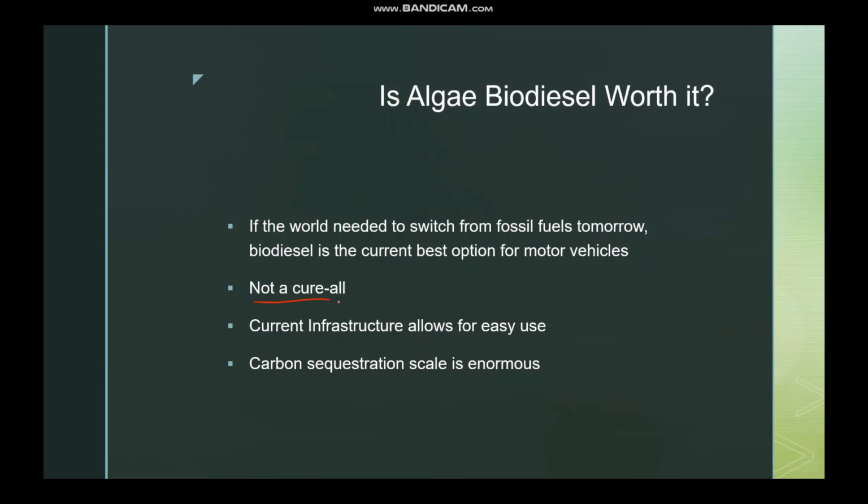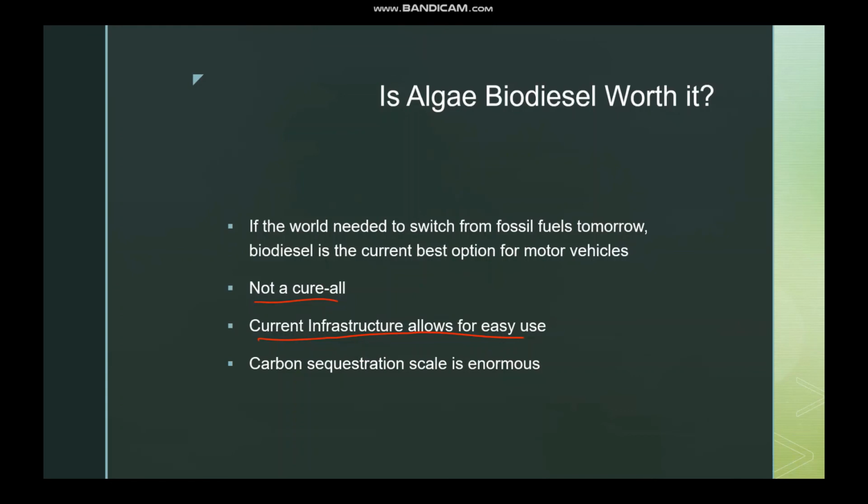Another thing is it's not a cure-all. Biodiesel isn't the most useful form of energy transfer. It's wonderful because we have current infrastructure that allows easy use for it, but there's a lot of other options and a lot of more green options that still don't produce as much emission and things that I think would be a little bit of a better option for long-term effects.